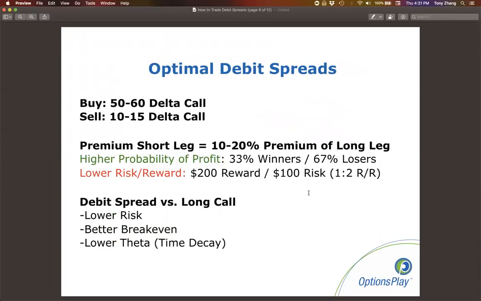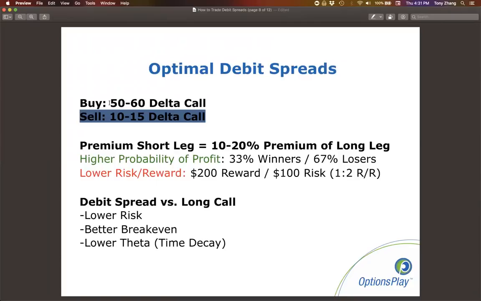So based on all of those things that we talked about, you can choose all different strike prices, all different expiration dates. What is the optimal debit spread then? This is based on a ton of back testing that we've done, buying different deltas, selling different deltas, trying out different expiration dates and things like that. And what we have found is that the general optimal debit spread is always buying a slightly in the money call, so a 50 to 60 delta call on the long leg, and then selling roughly a 10 to 15 delta call against that.